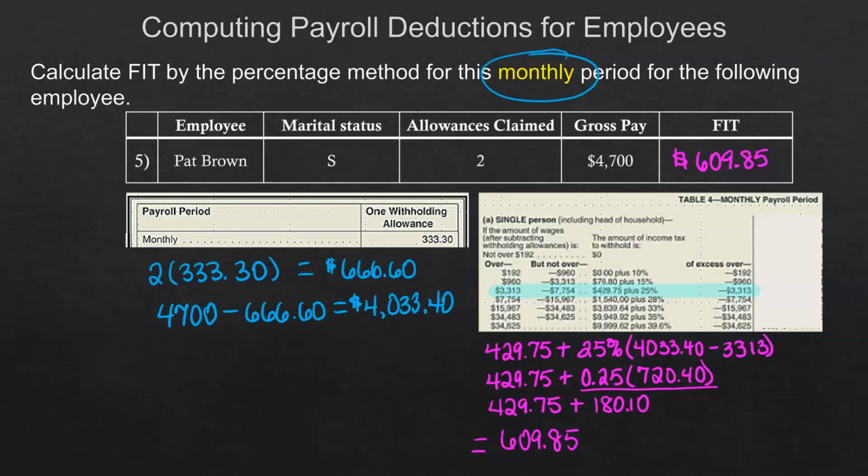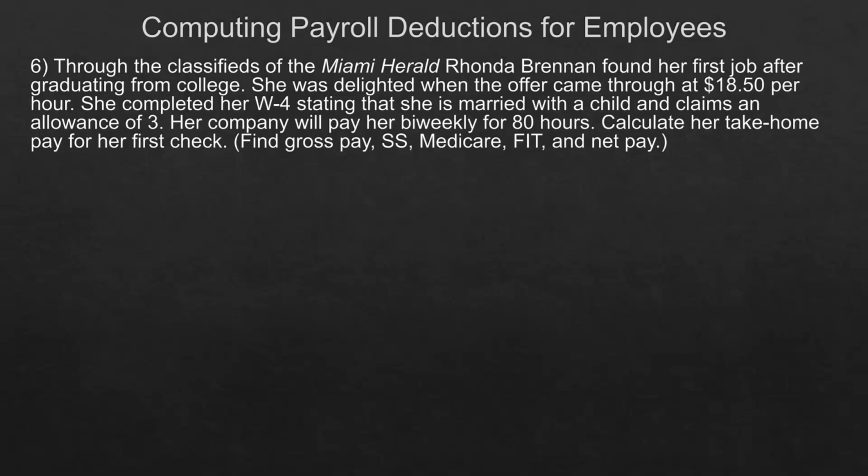All right, so we're finished with that. Let's move on to the next example. Okay, so now I've got that example showing. So we're going to read through this. Rhonda found her first job after graduating from college. She was delighted when the offer came through at $18.50 per hour. She completed her W-4 stating that she is married with a child and claims an allowance of 3.